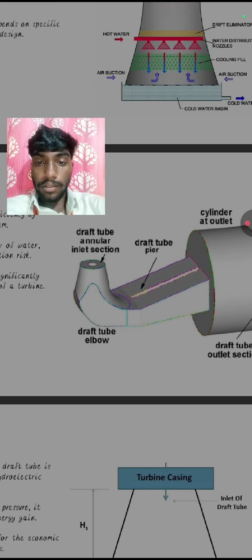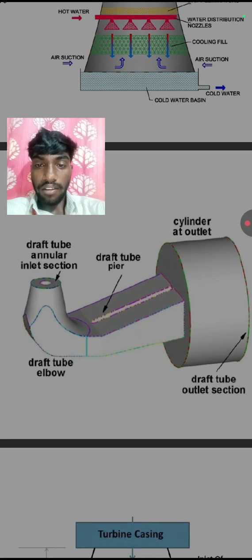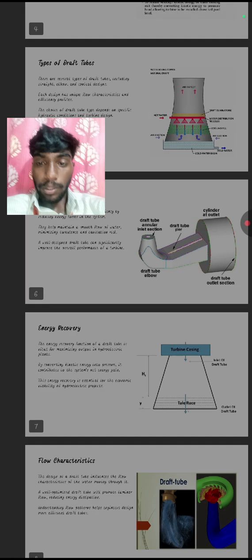Now, this is a draft tube seen here. The outlet section, the draft tube pipe, draft tube inlet section, draft tube elbow.